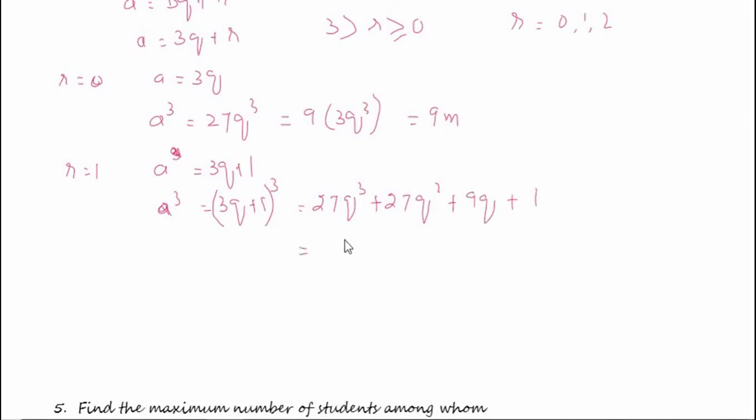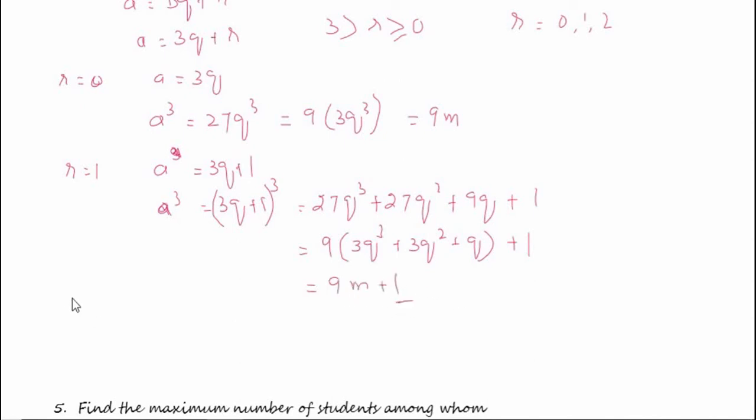Now here also let us take 9 out. If you take 9 out, this becomes 3q cube plus 3q square, then 9 if you take out, it is only q, plus 1. Now this entire thing is an integer, so let us represent as 9m plus 1.